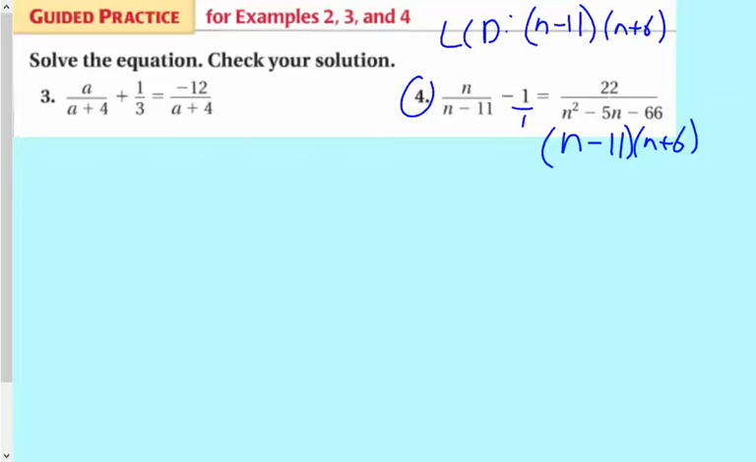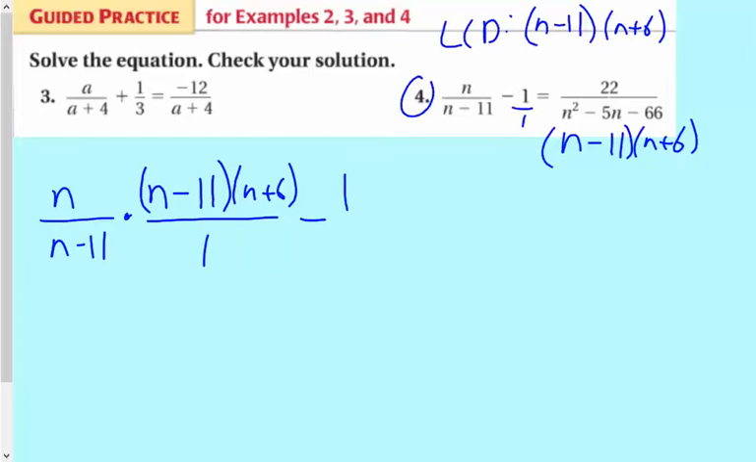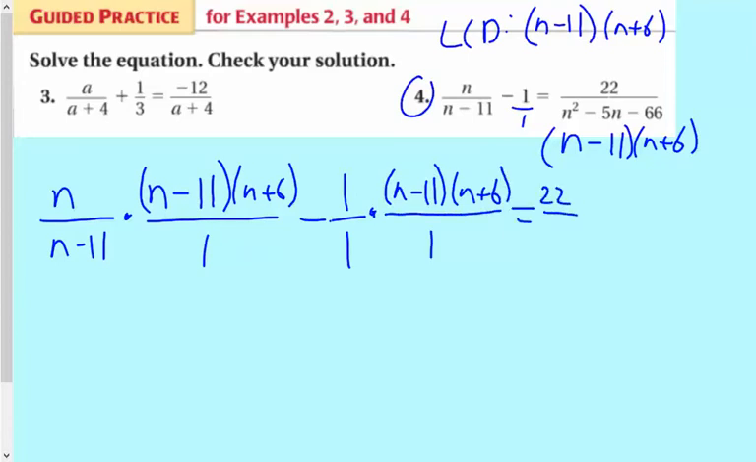Okay, so let's write this gigantic equation out. n over n minus 11 times, I'm going to write down the LCD, n minus 11, n plus 6, divided by 1, minus 1 over 1 times my LCD, n minus 11, n plus 6 over 1, equals 22 over n minus 11, n plus 6, times my LCD, which is n minus 11, n plus 6 over 1. Okay, very repetitive process. And let's start reducing.